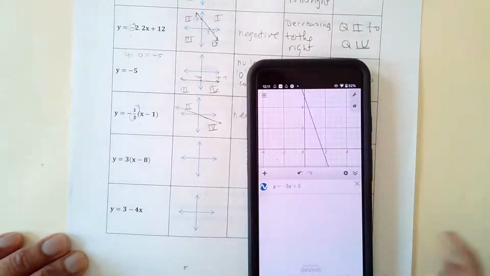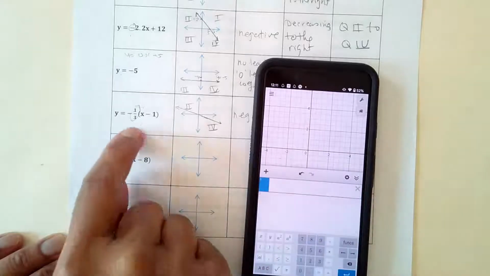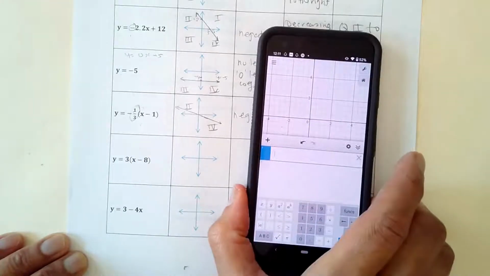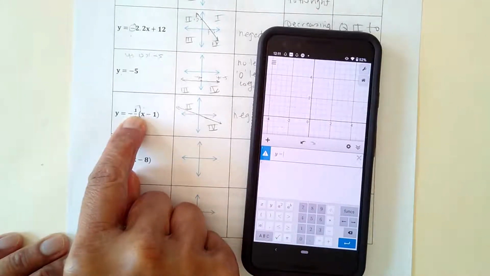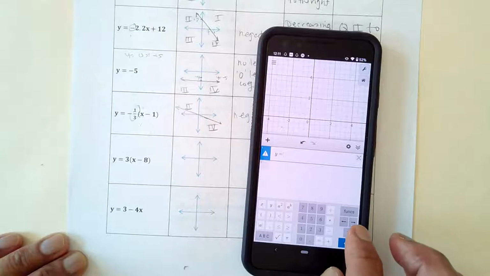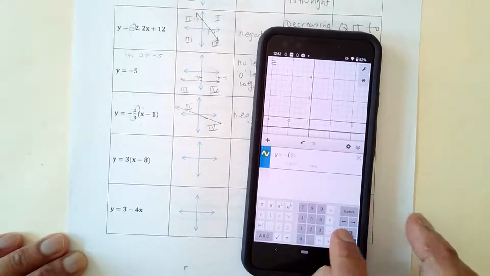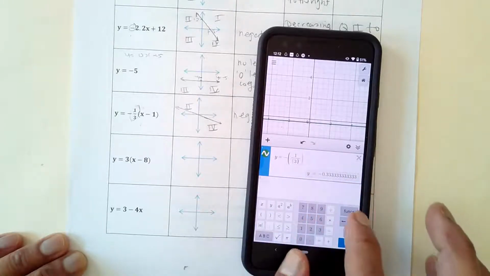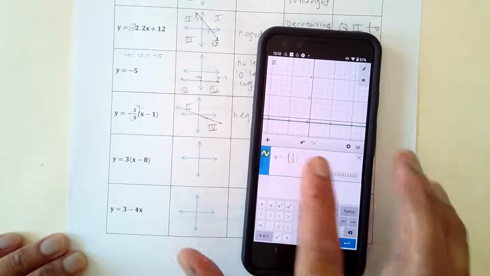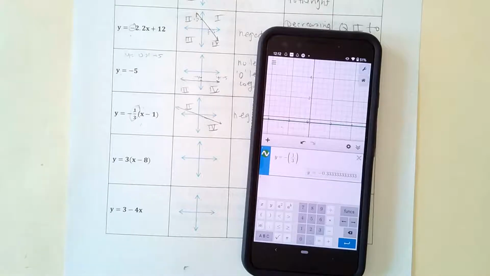Now, for those of you who use Desmos, we'll clear that. And we'll do another one, y equals negative 1/3. I'll use a bracket also for that. Negative, I'll use my bracket here, 1 divided by 3. Now, Desmos does a neat thing. Oops, go back here. Tap on it, close bracket. It gives you a nice looking fraction compared to the graphing calculator.